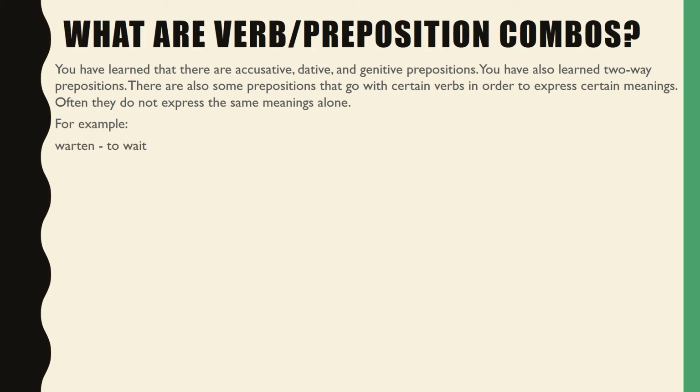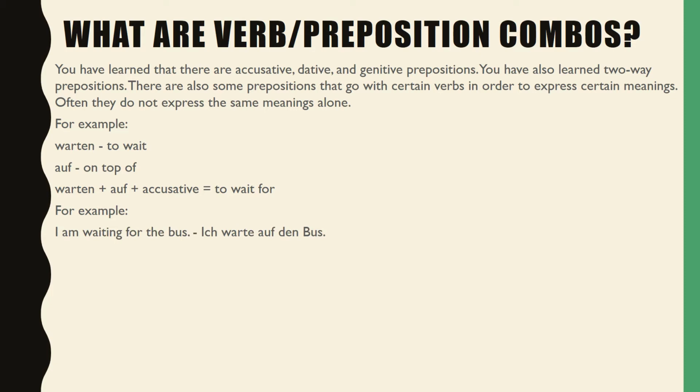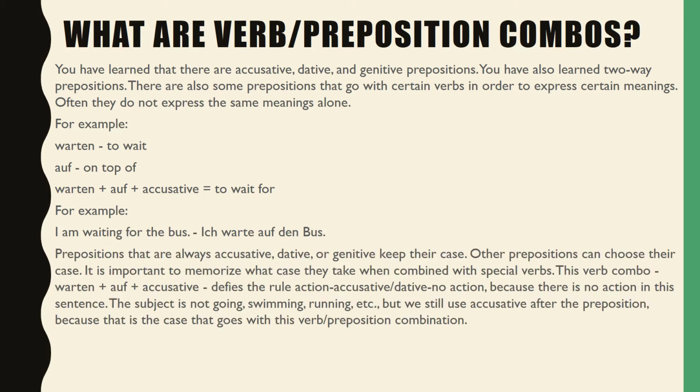For example, warten means to wait. Auf means on top of. Warten plus auf plus accusative means to wait for. For example, I am waiting for the bus. Ich warte auf den Bus.